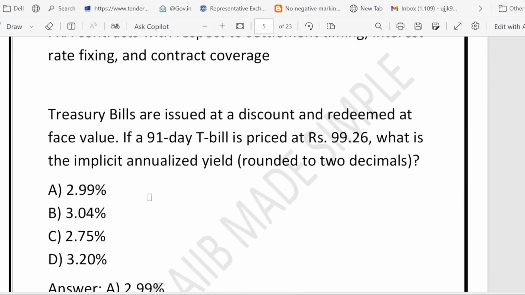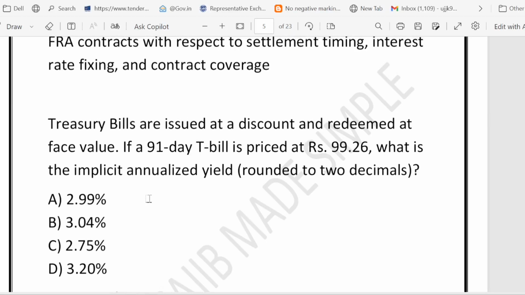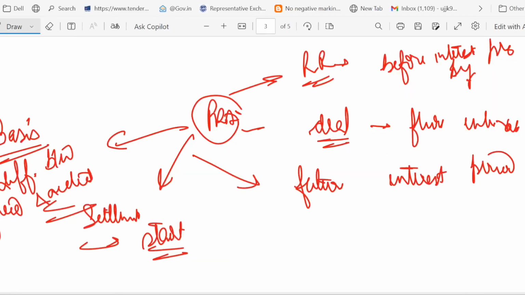Now have a look at this question. Please solve this question, very, very important. The question is asking that treasury bills are issued at a discount and redeemed at face value. If a 91-day T-bill is priced at 99.26, what is the implicit annualized yield rounded to a decimal? Let's understand what this question is all about.